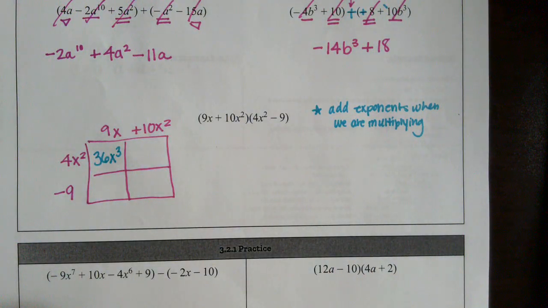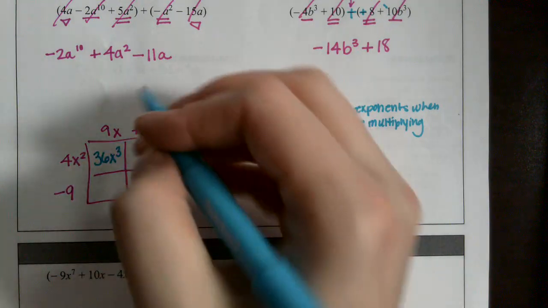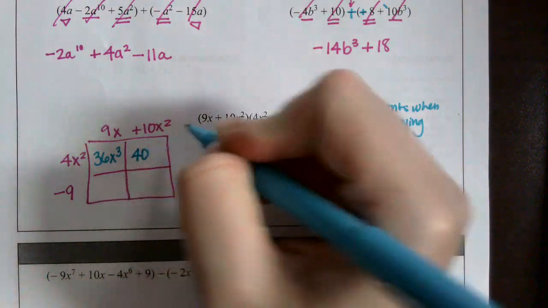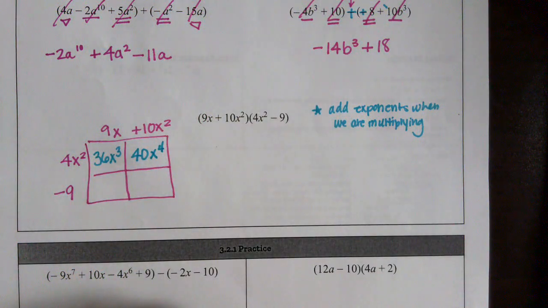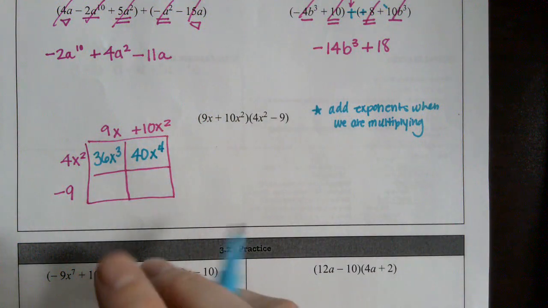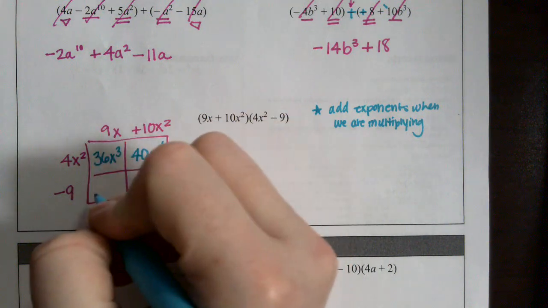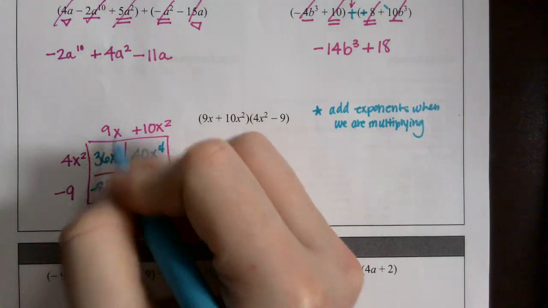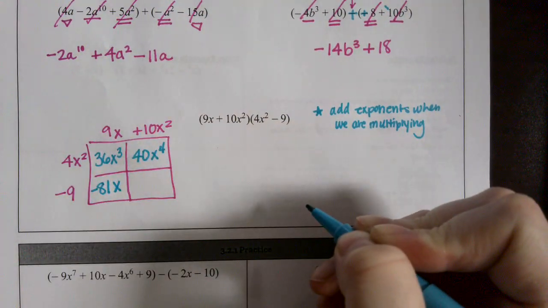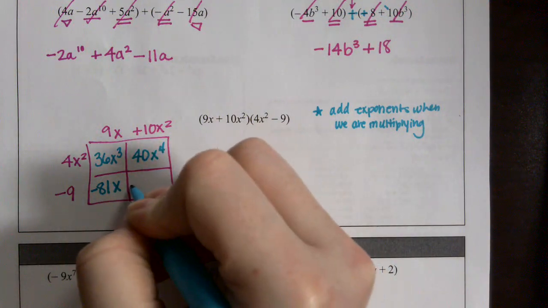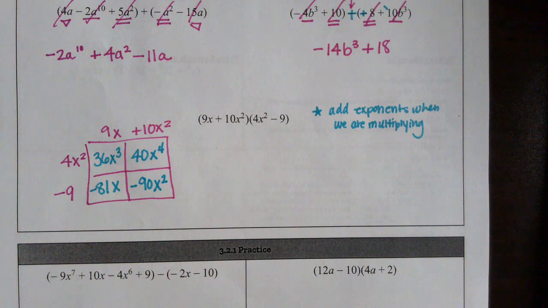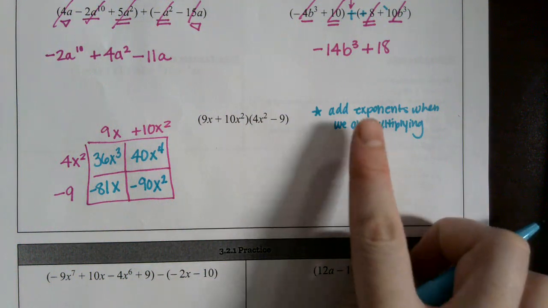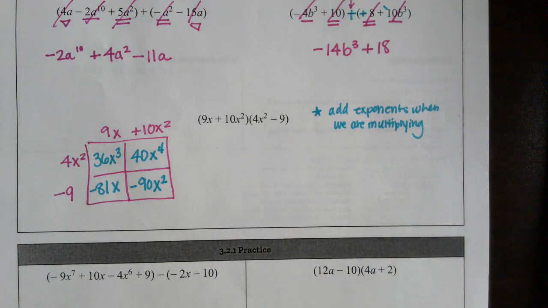Then 10 times 4 gives me 40, 2 x's here, 2 x's here, that gives me x to the 4th. Negative 9 times 9 gives me negative 81, and I just have x. And then 10 times negative 9 gives me negative 90, and I have x squared. So whenever you multiply x's or variables together, make sure you go ahead and add those exponents.